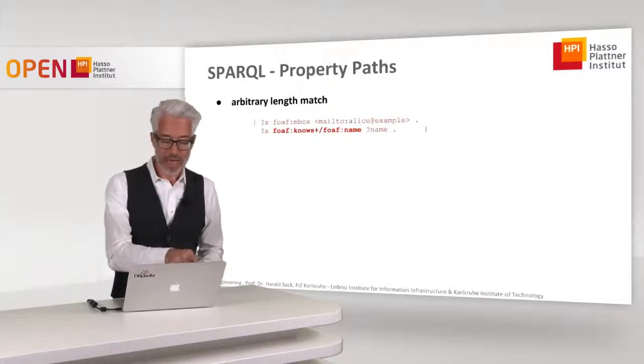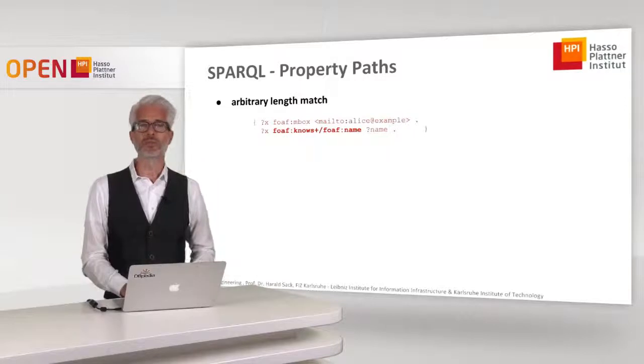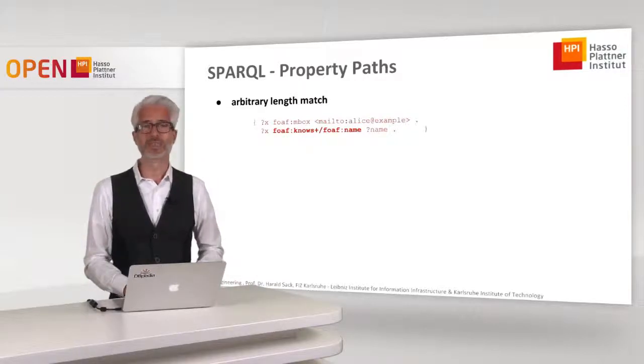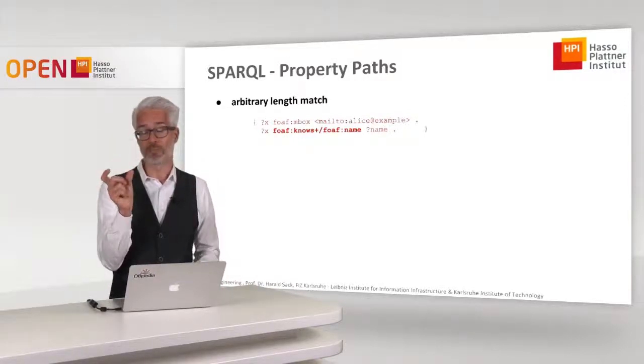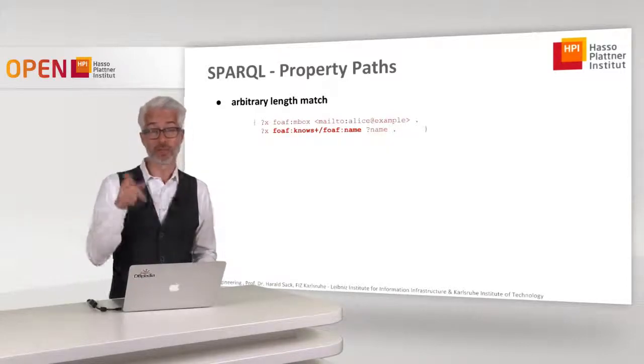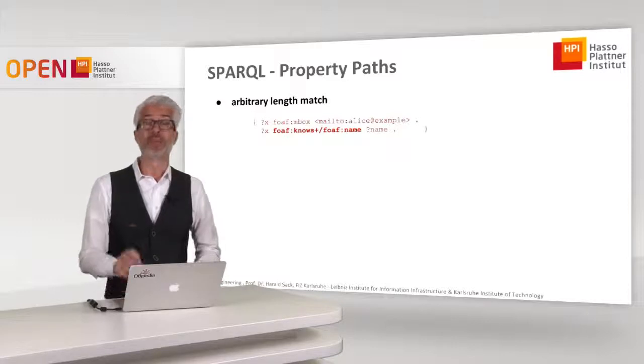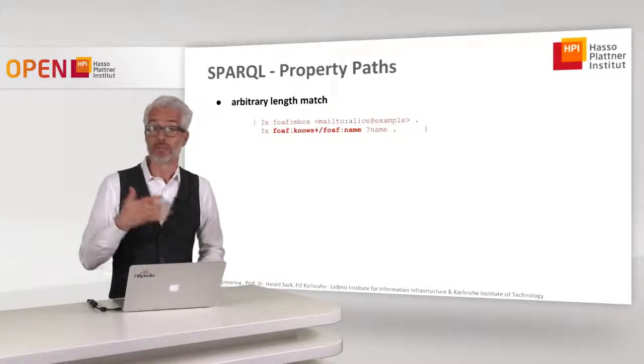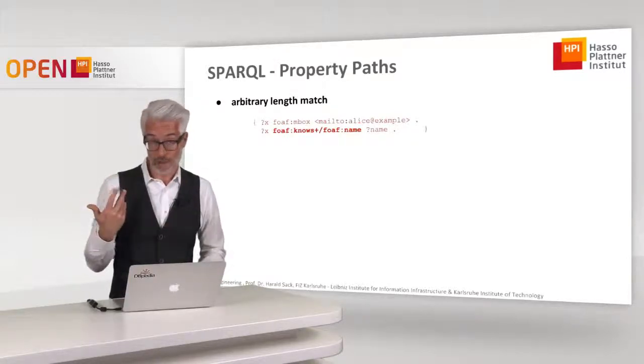So this means after the first property, you can use the plus sign, which means that part of the property path must occur at least once. You could also use a multiplication sign, which means either it occurs multiple times, arbitrarily often, or it doesn't occur, never mind.